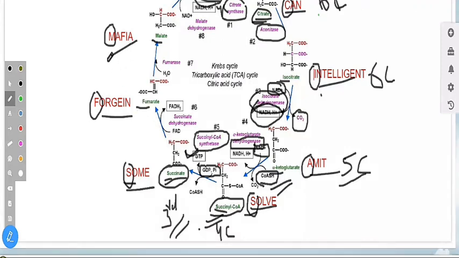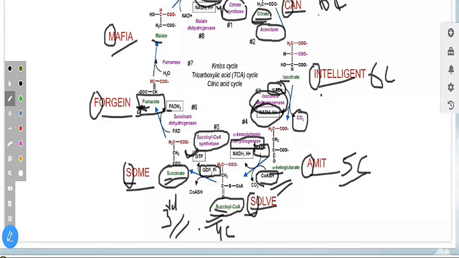Now from succinate, fumarate is formed. Guys always have some problem related to where and when FADH2 is formed. You can easily find it during the formation of fumarate from succinate. Here F, here also F. That's why we can easily find in which step FADH2 is formed.